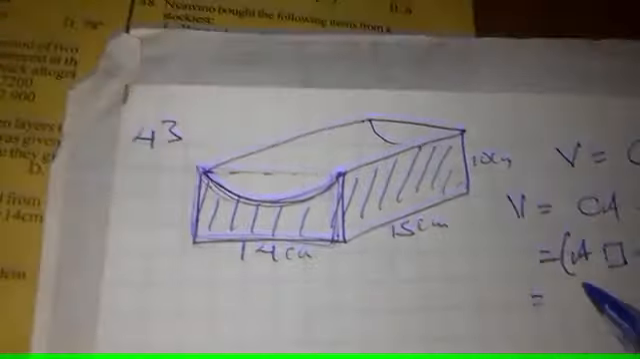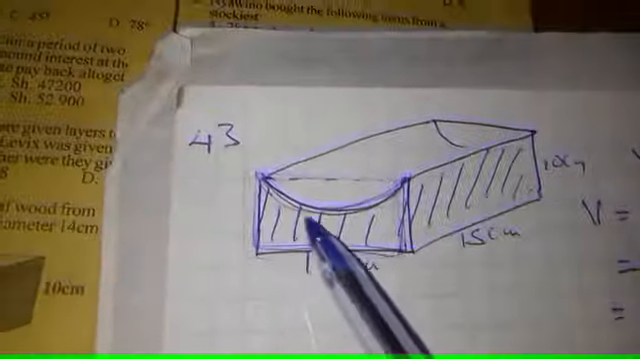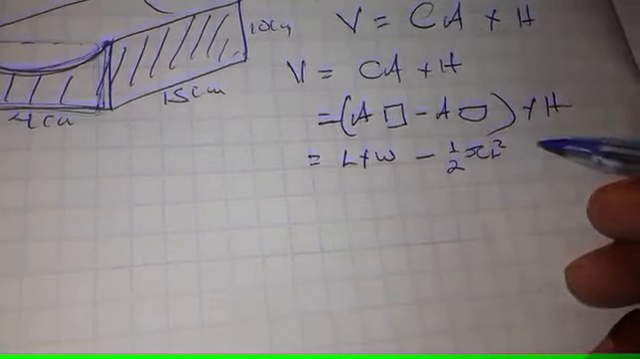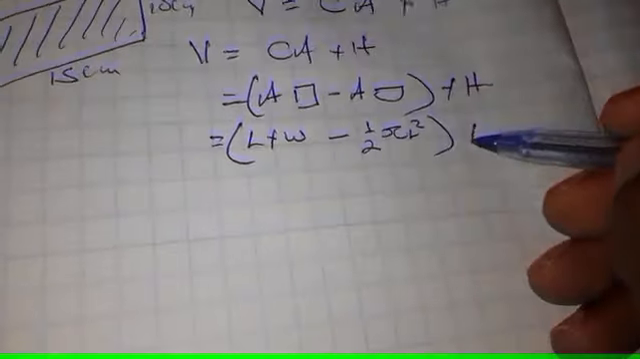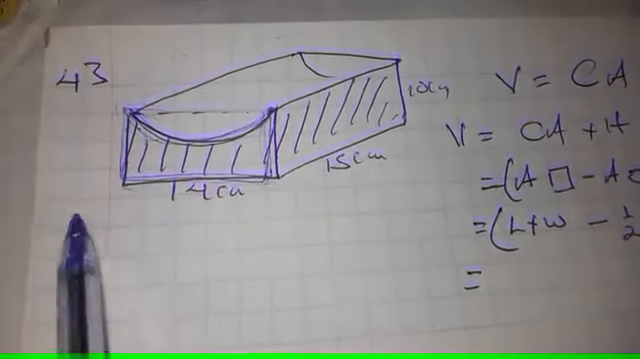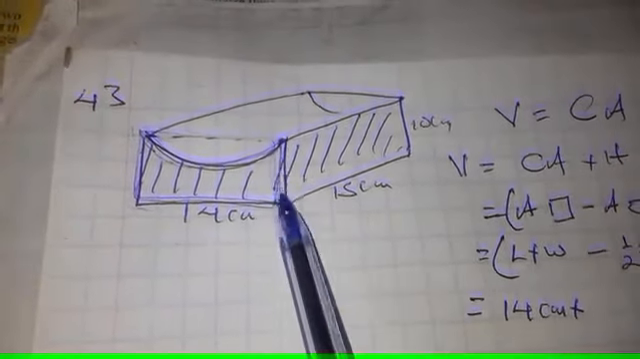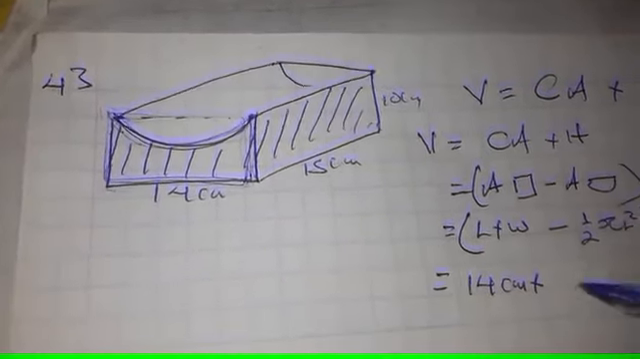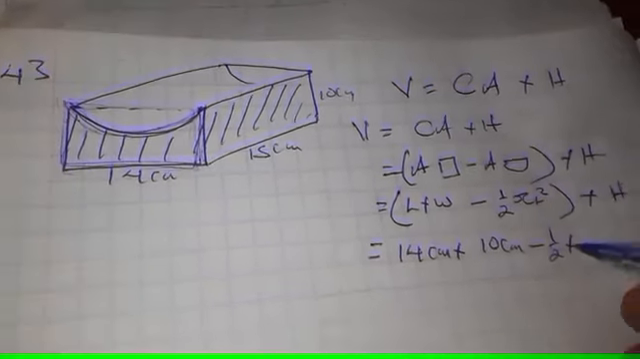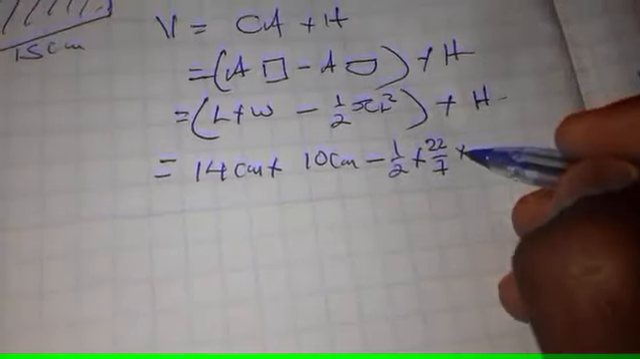So the area of a rectangle is length times width, and then minus the area of this half a circle over here, which is a half pi r squared, and then that one we are going to multiply by the bigger height. So for the area of the rectangle, the length is 14 centimeters multiplied by the width, this one over here, and this one is same as this, which is 10 centimeters, and then that one minus a half times pi, which is 22 over 7, times radius.